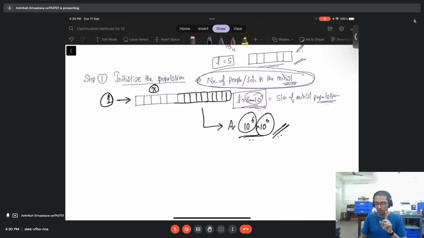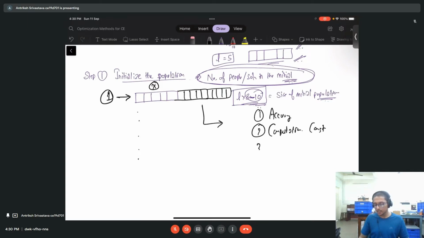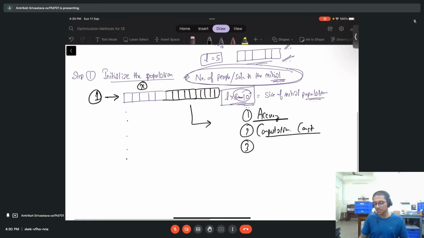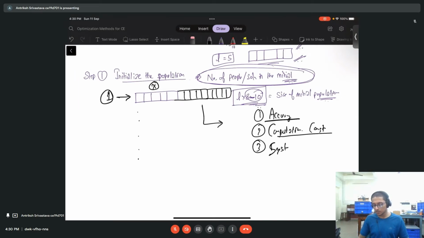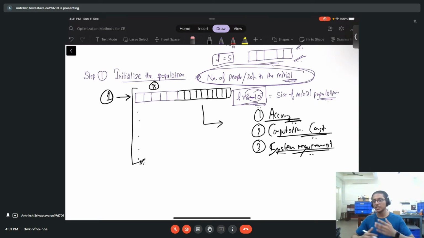So there are two things. One thing to decide the number of columns and rows is the accuracy that you want. Second is the computational cost, because if it is going to search 1 lakh points, 1 lakh possible solutions, it is going to take more time. And third, which is not often considered or mentioned in the papers, is the system requirement. These things will be crucial in your decision of how many rows to select. But it is actually an arbitrary number. It will come by hit and trial only.